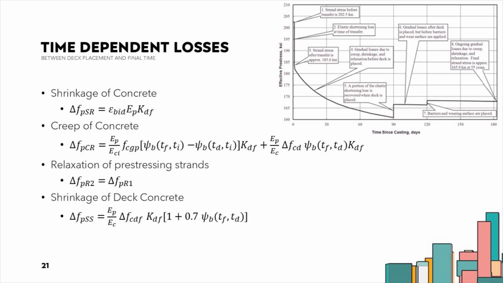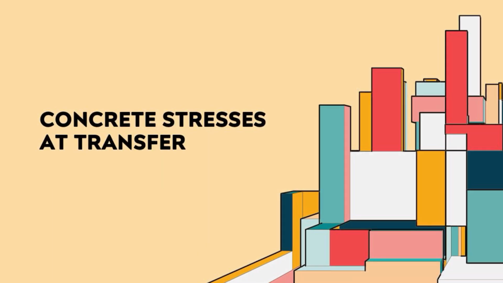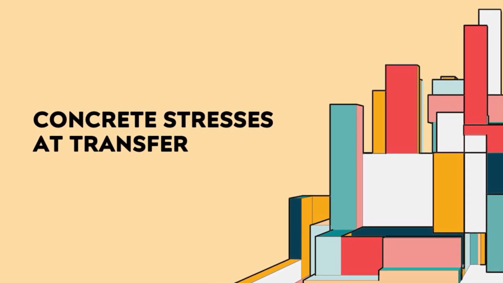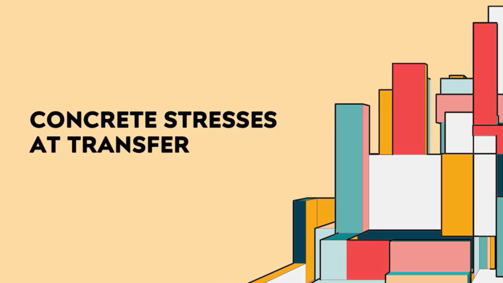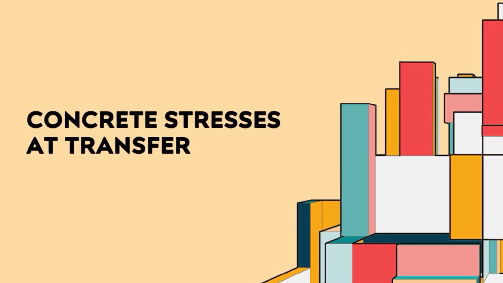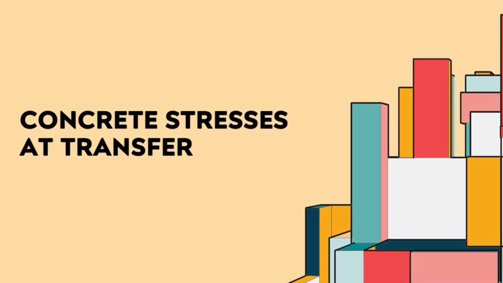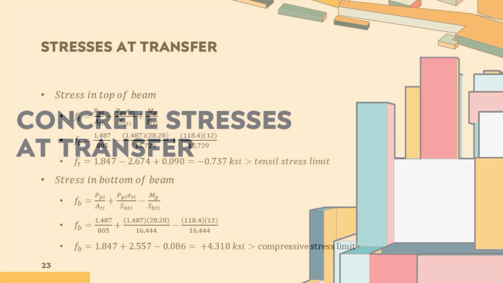You can see that most losses occur prior to deck placement and all other losses are more gradual after deck placement. With deck placement, you also gain elasticity, which can be added to the effective stress in the strands. Once all the losses are determined, you can then determine the concrete stress limits and actual stresses. The difference between the stress limits and the actual stresses at the top and bottom of the beam at transfer are used to determine the finalized strand pattern.